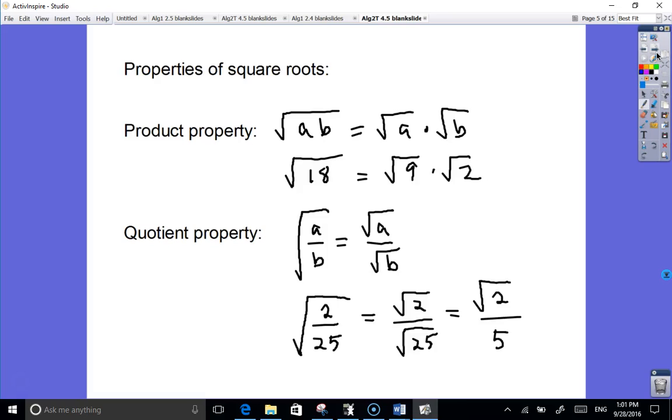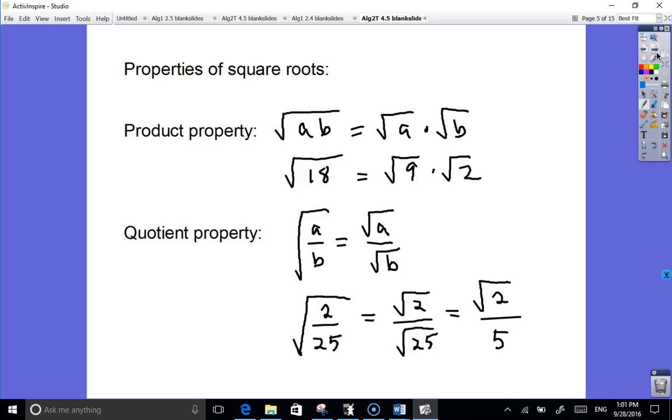Like the square root of 25 there, okay, I can simplify that. And this property goes both ways. So sometimes you have two radicals, and it actually serves your purpose to put them together into one radical, so you do that. So either way, product property, quotient property. Those are two things we got to remember how to do.